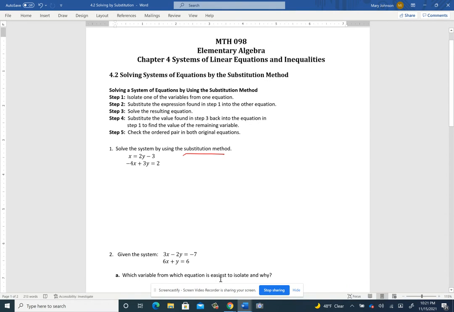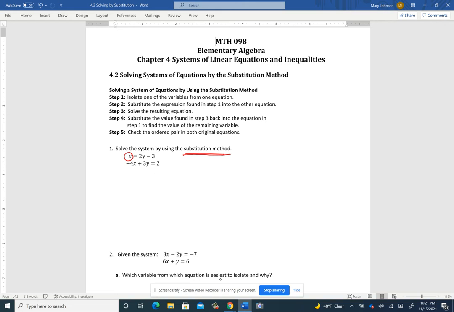All right, so I thought I would do a video on the substitution method. So we're being asked to solve by substitution in this section. This is section 4.2. So we have two linear equations, and we're going to use the substitution method. So what you want to do is get one of the variables on a side by itself. This one just already has x on a side by itself.